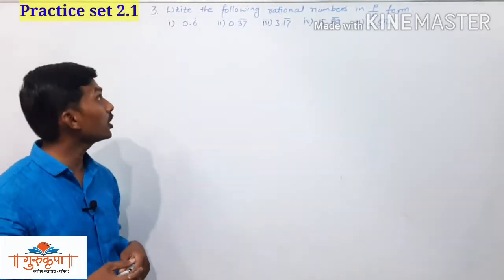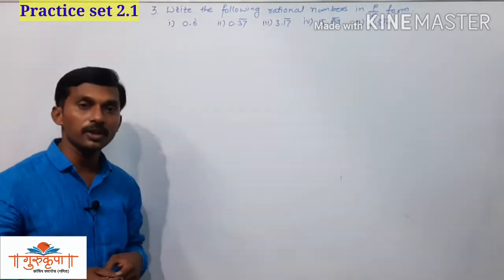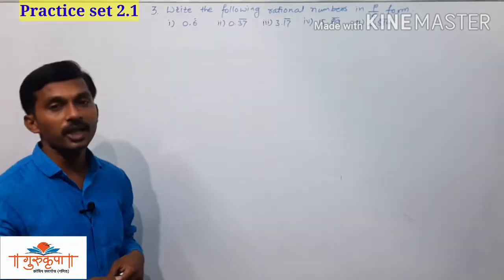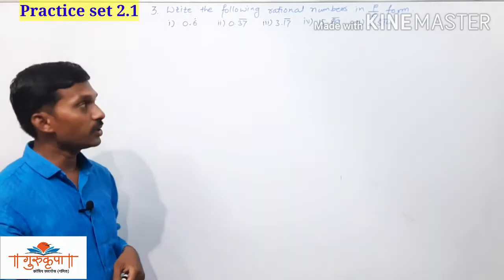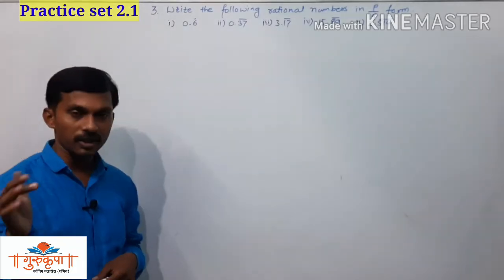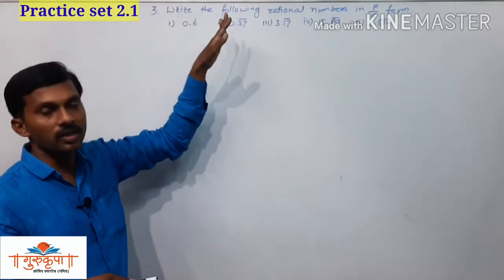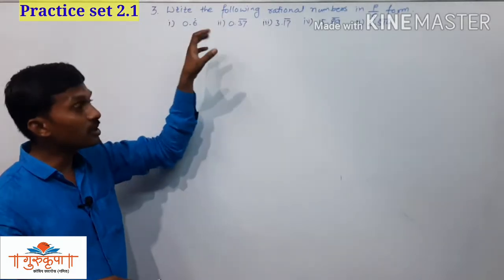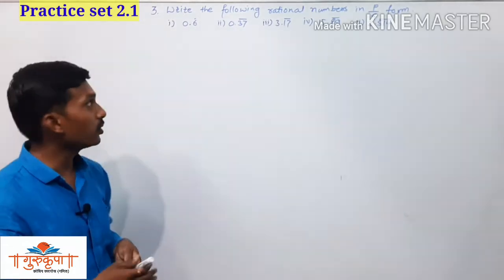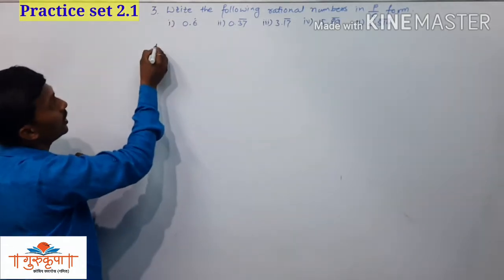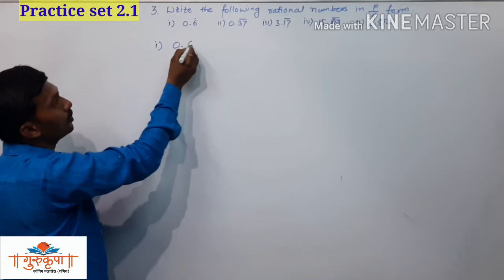So how to convert a number from decimal form into p upon q form, that we have to study here. Actually that is the main concept before practice set 2.1, but we didn't study this concept there, since we have to study that concept through examples. So here is the first example, we'll write that example here. We are given the number 0.6 recurring.